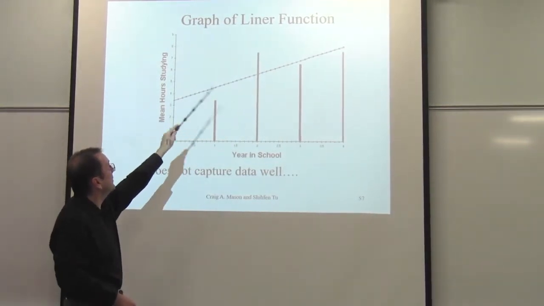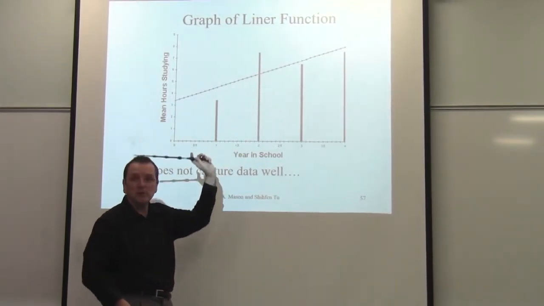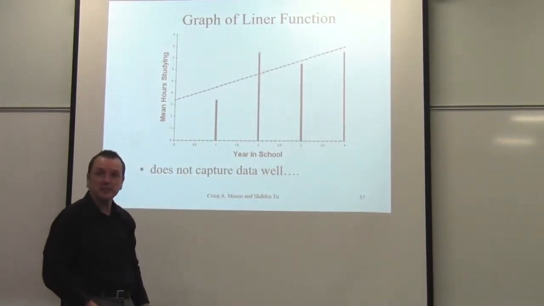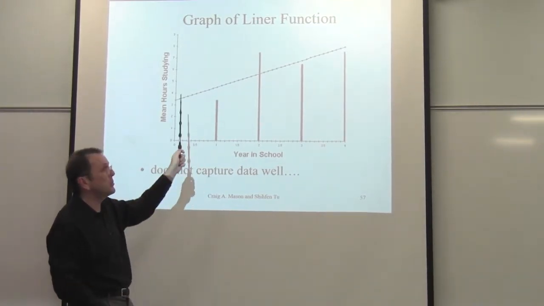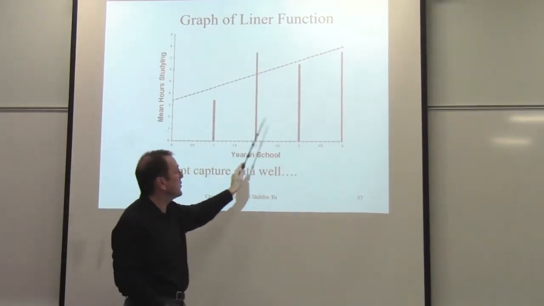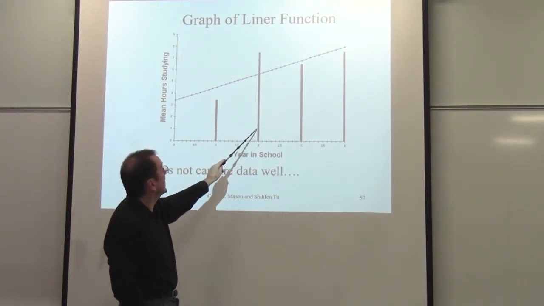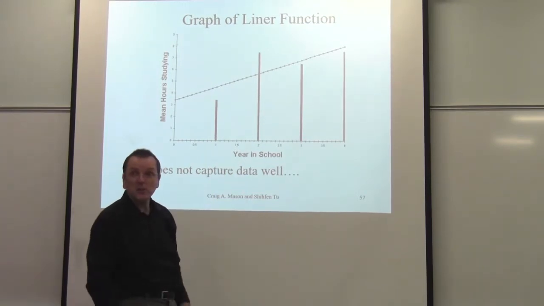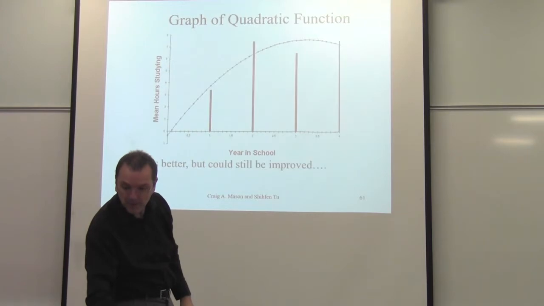We could look at this, and I could do a very simple regression analysis and come up with a nice straight line that goes through that. But notice it really doesn't capture the data very well. It's just saying the further along you go, the more you study, when that's really not what's happening. Look, they study the most in year 2. So that linear model doesn't really work.